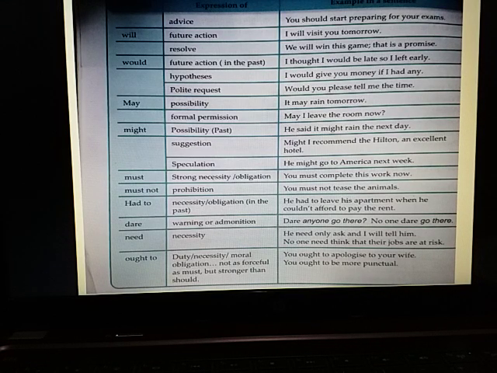Had to, to express obligation or compulsion while talking about rules or laws. Negative form of have to. Ought to, to express moral obligation or duty, to give advice.